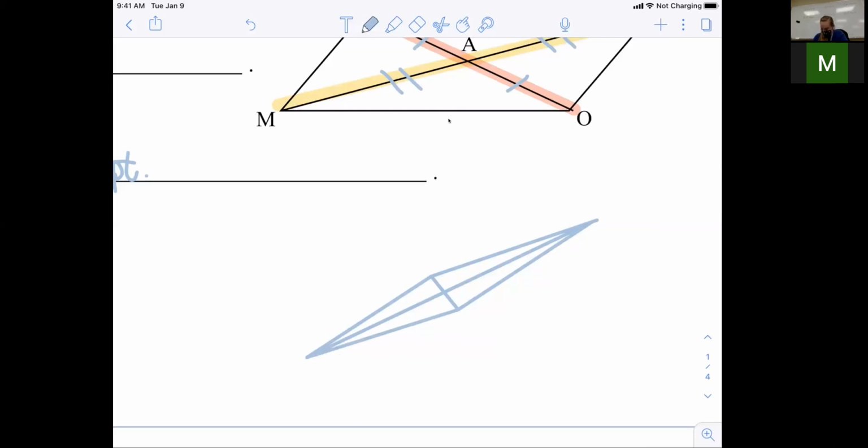Someone making fun of my shape? Would you argue this is not a parallelogram? Yeah, it is, right? Those are parallel. These are parallel.